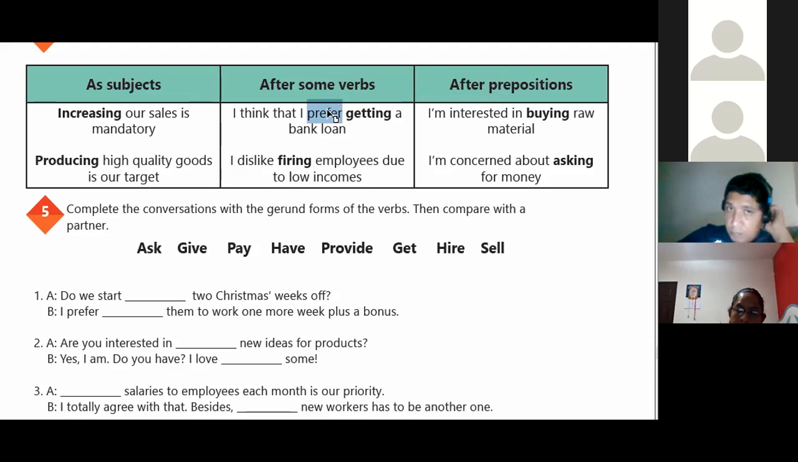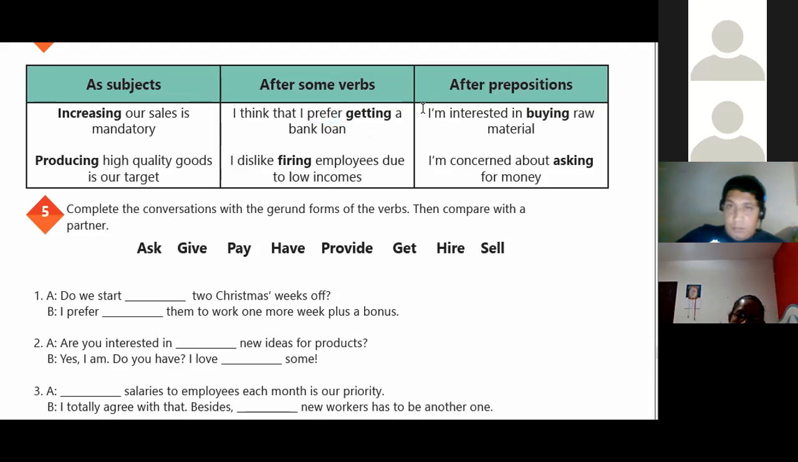Pero si hay una lista de verbos, yo se las voy a pasar por el WhatsApp para que ustedes recuerden: después de prefer, después de like, dislike y otros verbos más, se usa un ing verb form, ¿ok? Ahora, después de preposiciones también se usa ing verb form. Ya vimos un ejemplo en un tema entero cuando hablamos de las responsabilidades de los departamentos y de las personas dentro de la compañía. Decíamos, after, ponemos todas las actividades con ing. ¿Sí se recuerdan? Entonces, veamos el ejemplo que tiene acá.